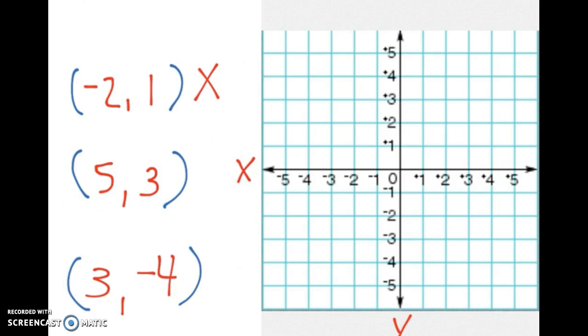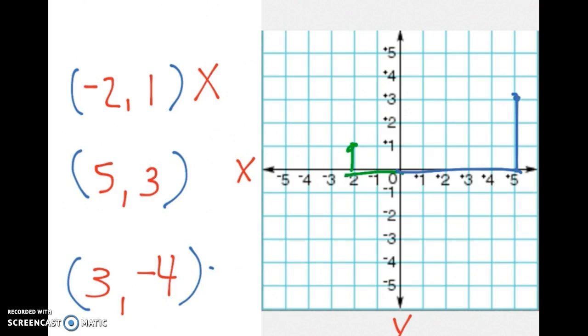So for this one, we would go to the left 2 because it's negative, and we would go up 1. The second one is 5, 3. Because it's positive, we are going to go over 5, and then we will go up 3. And our point would be about there.